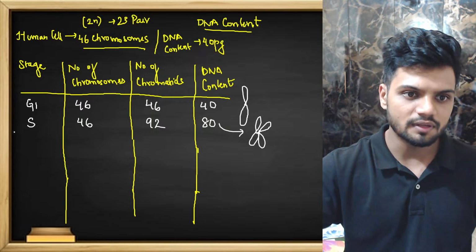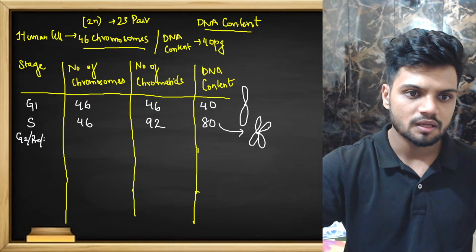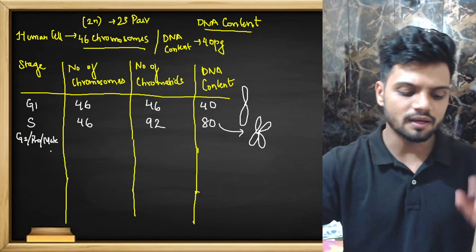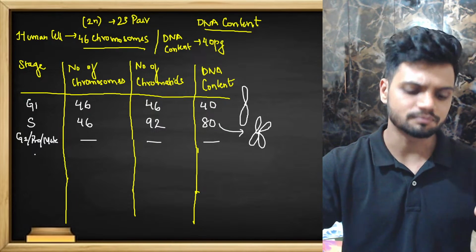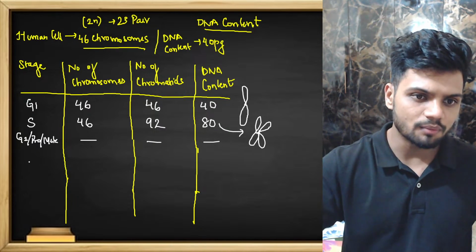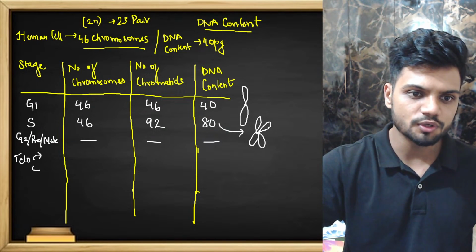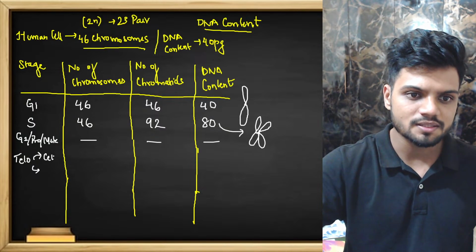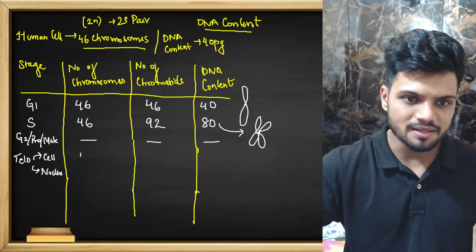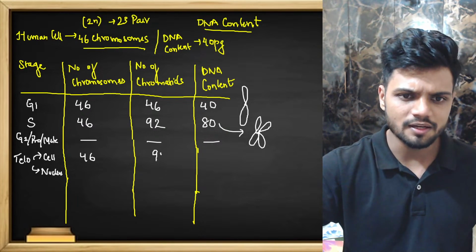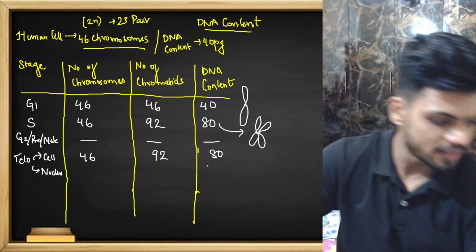Then we have G2, prophase, metaphase. Everywhere, even in anaphase, it is the same. Now, once we come to telophase, there are two things you need to understand here. One is per cell, one is per nucleus. Per cell it is going to remain the same: 46, 92, 80.